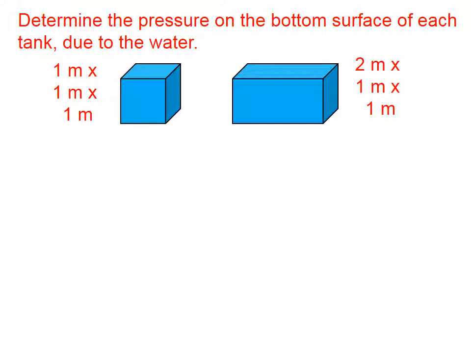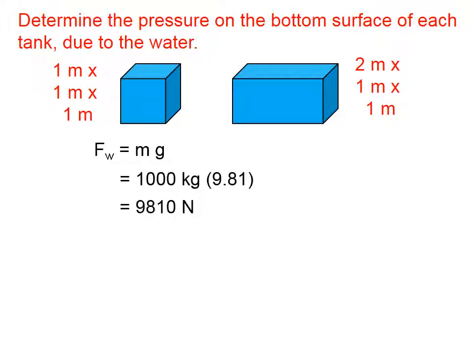Let's determine the pressure on the bottom surface of each of these tanks of water. These are both filled with water. The tank on the left is 1 meter on each side. The tank on the right is 1 meter wide by 1 meter deep by 2 meters long. Now, pressure is force divided by area. So the force, in this case, is going to be the weight of this water, which is mass times the acceleration due to gravity. This harkens back to earlier physics lessons, mass times gravity.